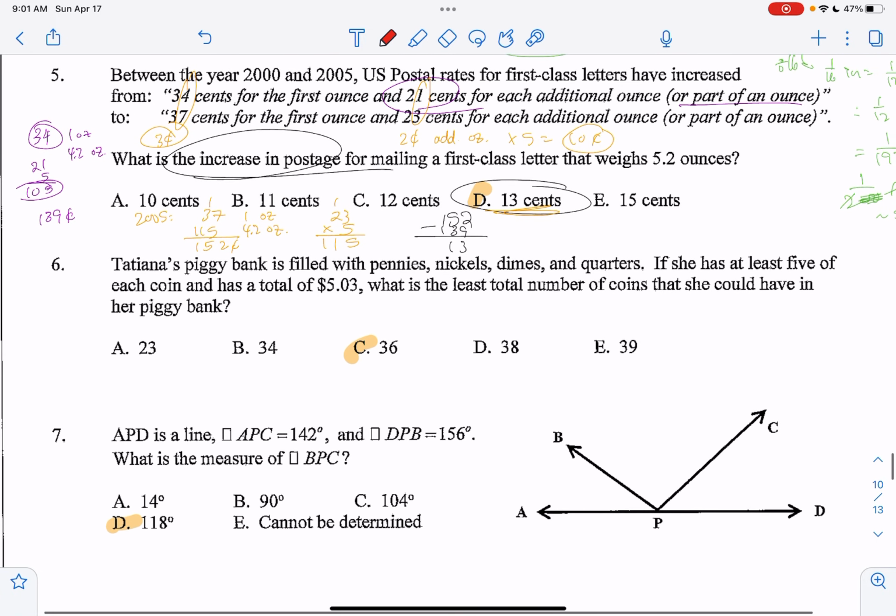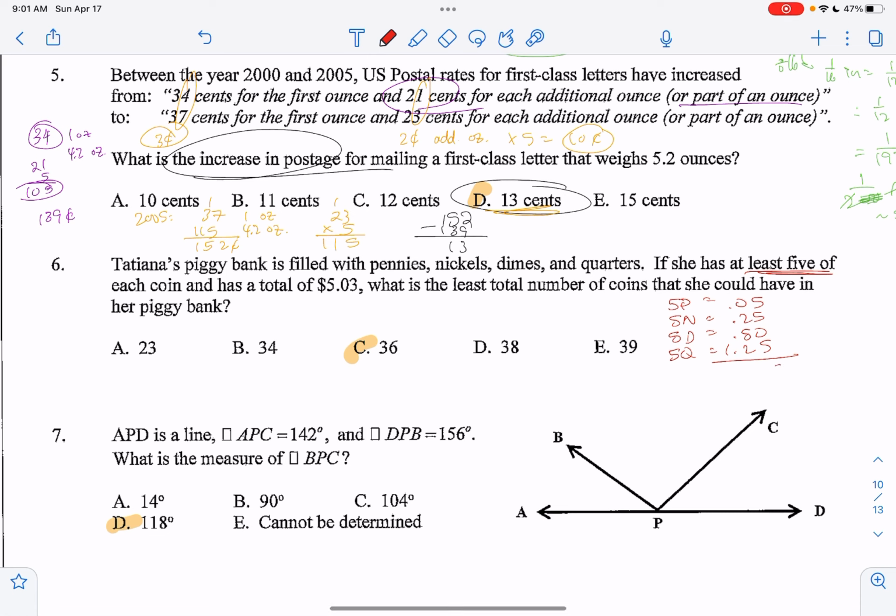Next, for number 6, Tatiana's piggy bank is filled with pennies, nickels, dimes, and quarters. She has at least 5 of each coin and a total of $5.03. What's the least total number of coins that she could have in her piggy bank? So she has at least 5 of each coin. So that means she has 5 pennies, 5 nickels, 5 dimes, and 5 quarters. That's 5 cents, 25 cents, 50 cents, and $1.25.